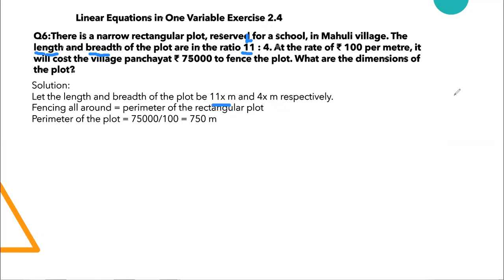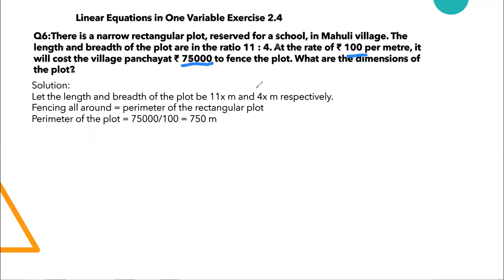Now going ahead, fencing all around will be equal to the perimeter of the rectangular plot, isn't it? If you want to fence this rectangular plot all over, then you just need to find this perimeter, right? So when we find this perimeter, the whole plot can be fenced. Therefore, the perimeter of the plot we will find by 75,000 by 100. Why do we take 75,000 by 100? Basically because 75,000 is for the whole plot and 100 is per meter square. So when we divide them, we get 750.